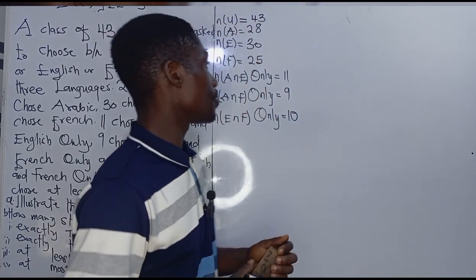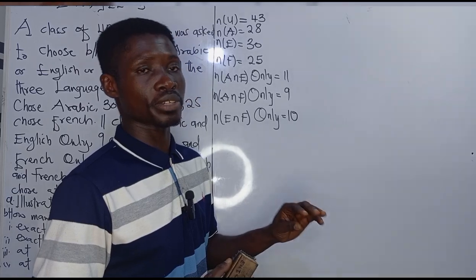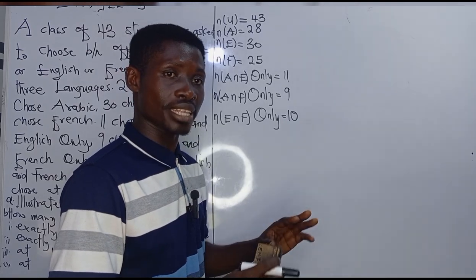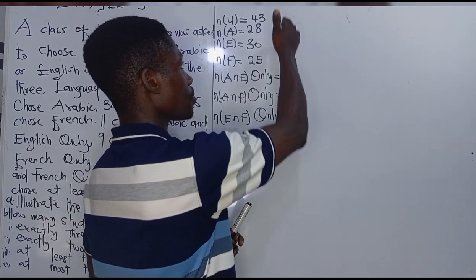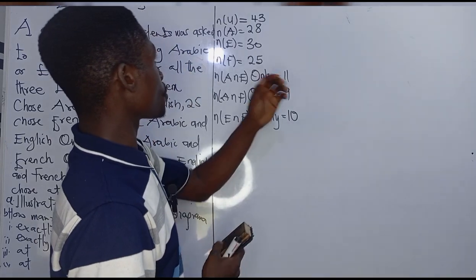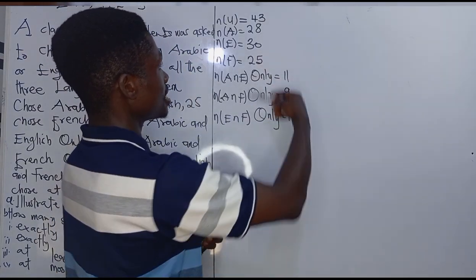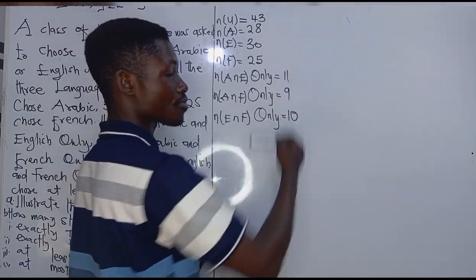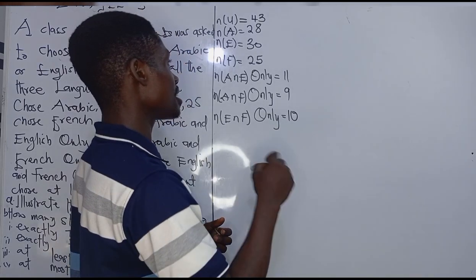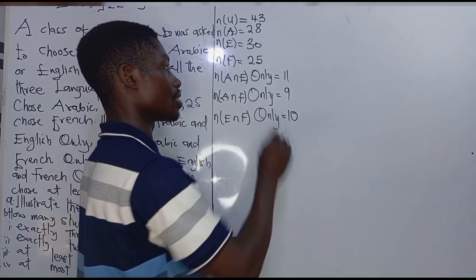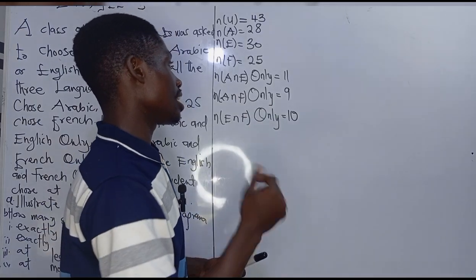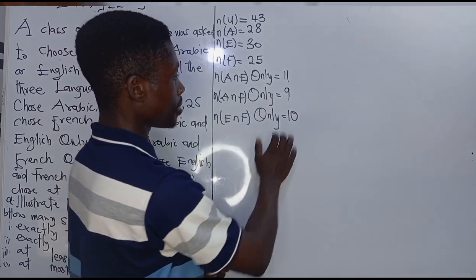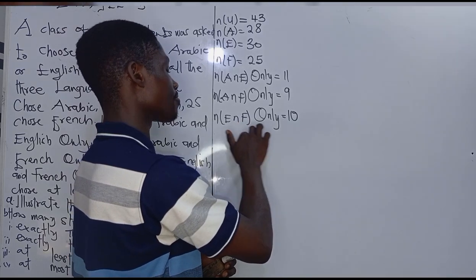Let's solve it. As I've been saying, anytime you come across questions of this nature, the most important thing is to write the information down, the vital information from the question. So that is what I have done here. We have the number of students in class, the number of students who offered Arabic, English, and French. The number of students who offered Arabic and English only is 11. 9 students offered Arabic and French only, and 10 students offered English and French only.